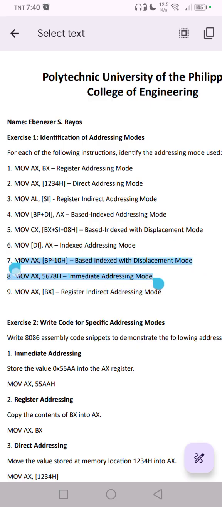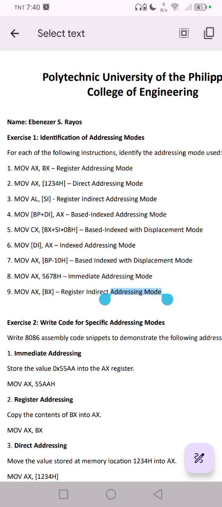Number 8, MOV AX, 5678H is immediate addressing mode. The instruction directly specifies the value to be loaded in AX. This mode is efficient for loading constants but is limited to values that can fit within the instruction.